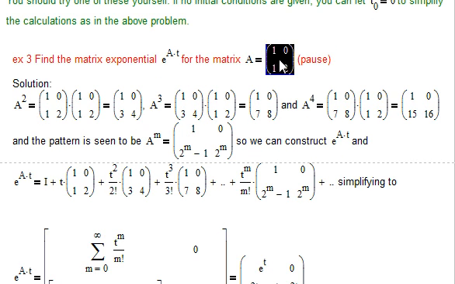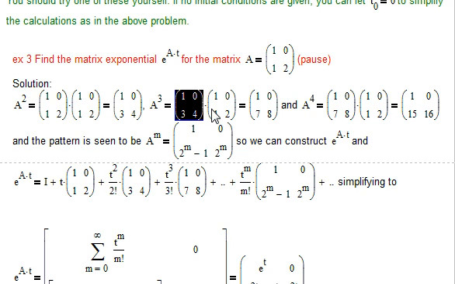Well, A squared is this matrix times itself, and that's going to be 1 times 1 plus 0 times 1, so 1. 1 times 0 plus 0 times 2, so 0. 1 times 1 plus 2 times 1, and that's 3. And 1 times 0 plus 2 times 2, and that's 4.